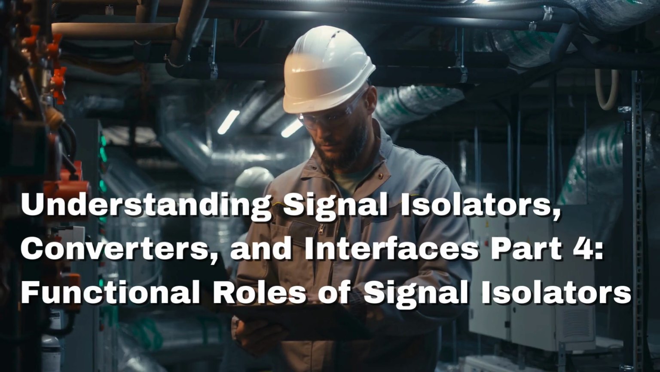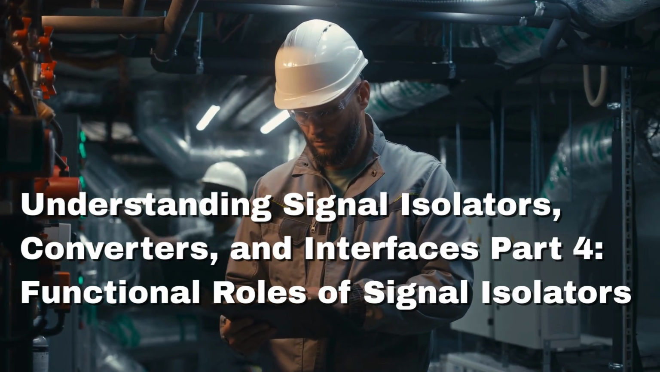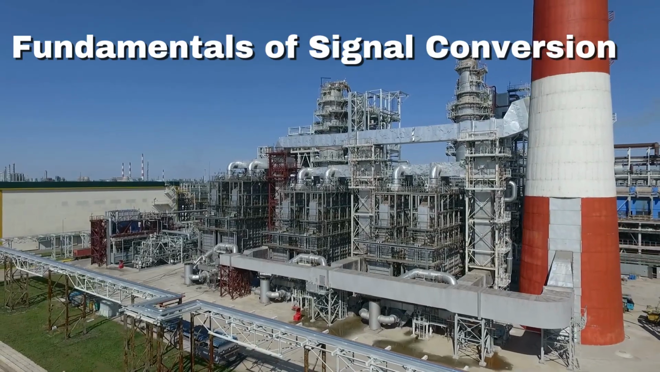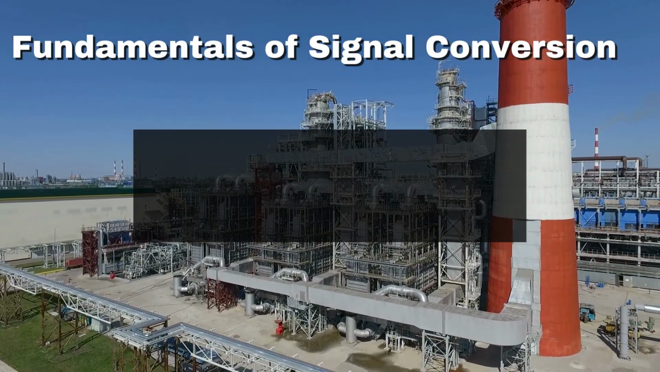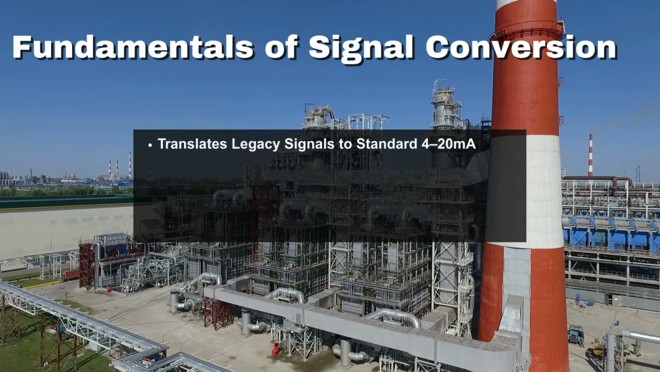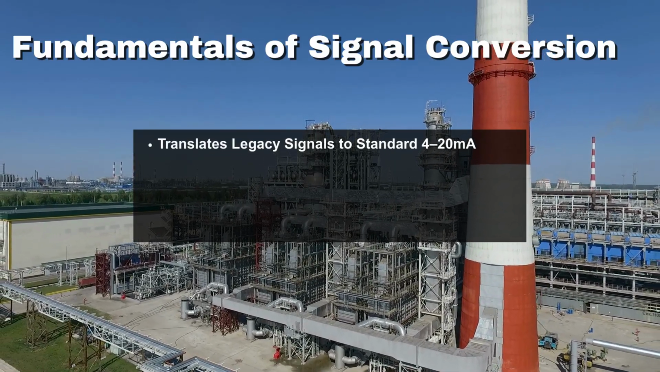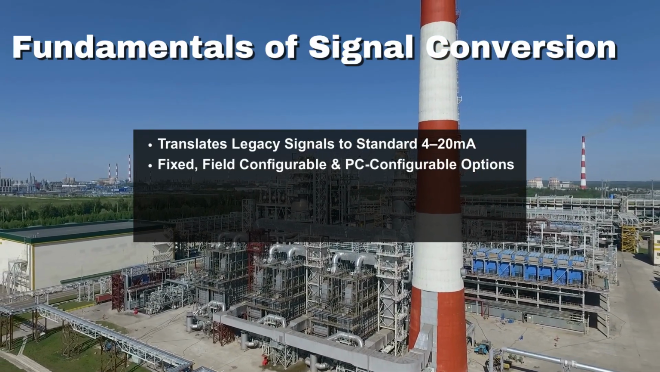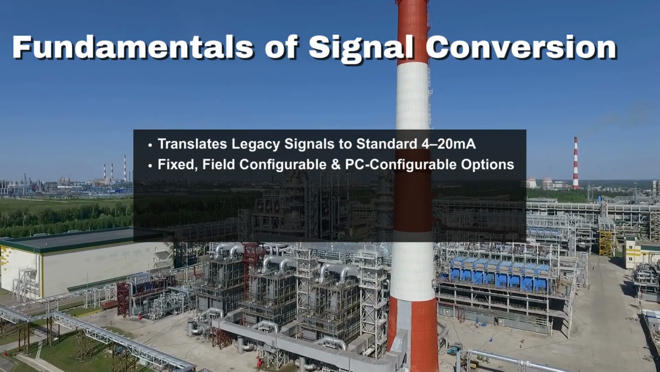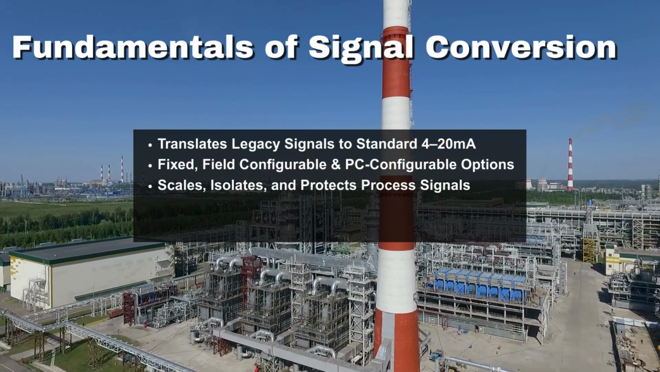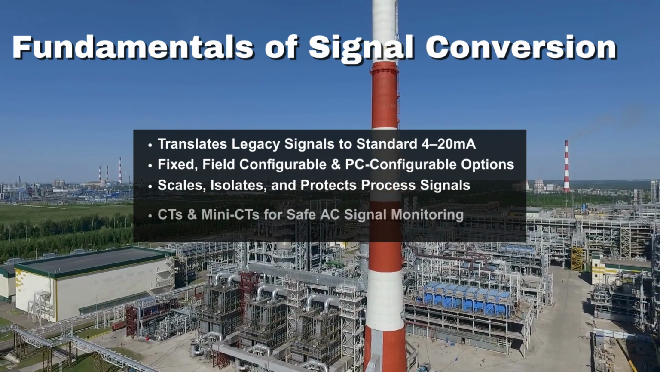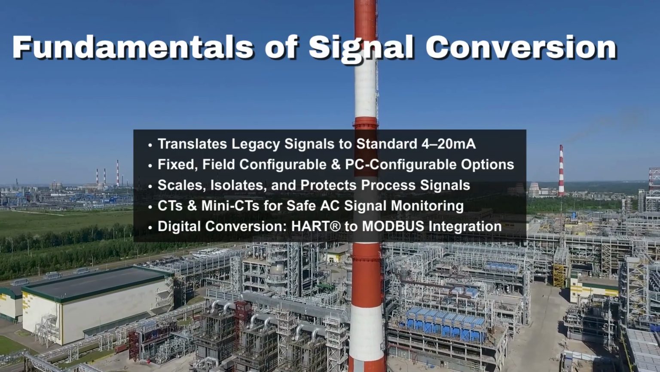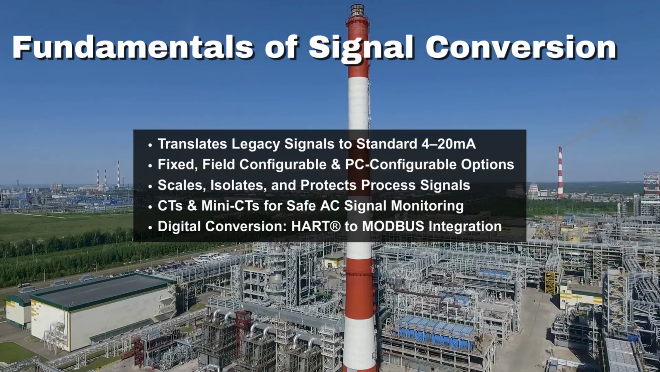Welcome back to Understanding Signal Isolators, Converters, and Interfaces. In our last video, we covered the fundamentals of signal conversion and why it's essential for reliable process monitoring. We learned how converters translate legacy current and voltage signals into standard 4 to 20 milliamp signals, how fixed, field configurable, and PC configurable designs differ, and how AC signals from motors and equipment are safely stepped down using CTs and mini CTs. We also explored digital conversion, mapping HART data to Modbus for easier system integration.